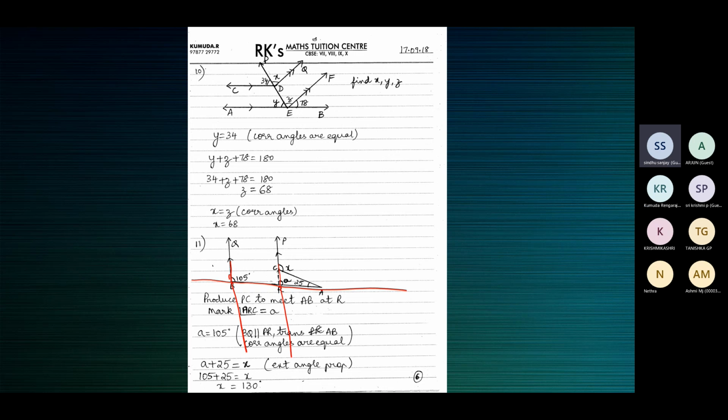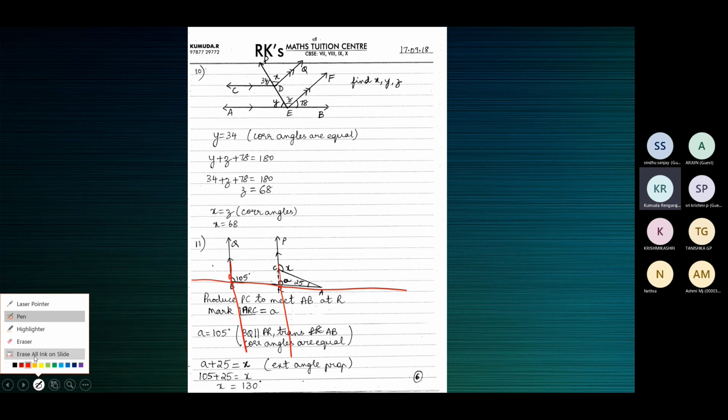Very good. A is equal to 105 degrees, ma'am. And we have to find X, so we are using the exterior angle property, ma'am. A plus 25 is equal to X. And 105 plus 25 is equal to 130 and X is equal to 130 degrees, ma'am. Correct. Very good. Thank you, Sindhu.